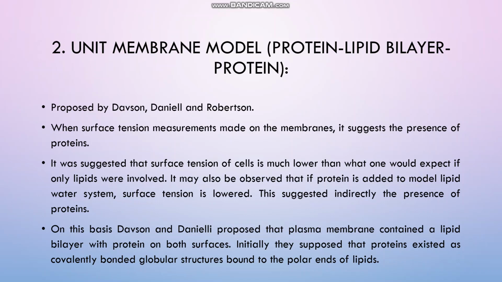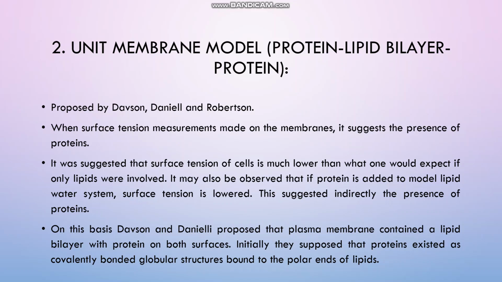When surface tension of the plasma membrane was measured, it suggested the presence of proteins. It was suggested that the surface tension of cells is much lower than what one would expect if only lipids were involved. It may also be observed that if protein is added to a model lipid-water system, surface tension is lowered. This suggested indirectly the presence of proteins. On this basis, Davson and Danielli proposed that the plasma membrane contained a lipid bilayer with proteins on both surfaces.